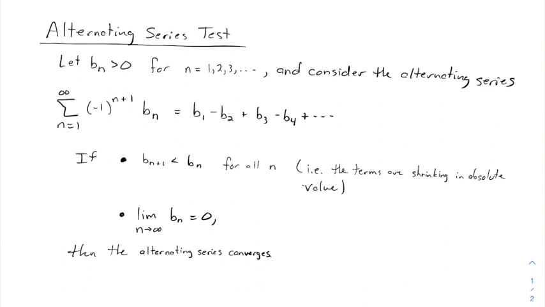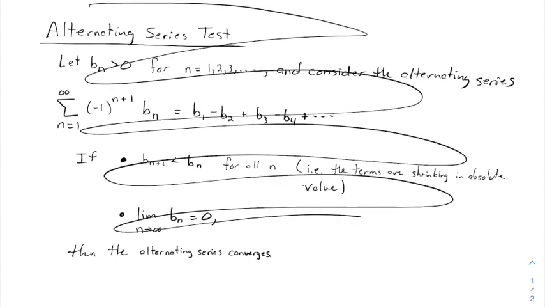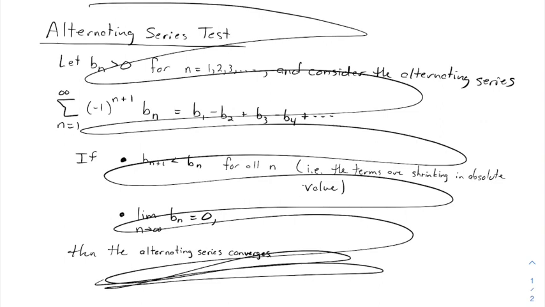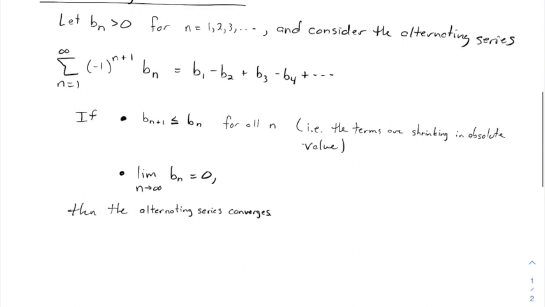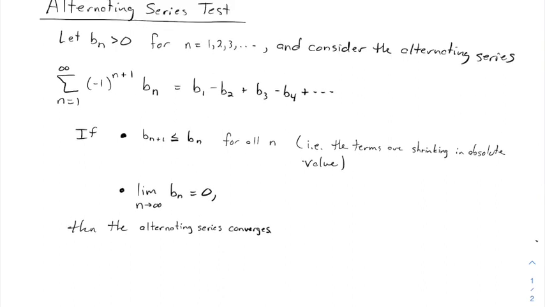The alternating series test tells us if b sub n plus 1 is less than bn for all n, or in other words, the terms are shrinking in absolute value, and the limit of bn goes to 0 as n goes to infinity, then the alternating series converges. Let's look at why this works. There's a proof in the book, but I just want to give sort of an intuitive idea.